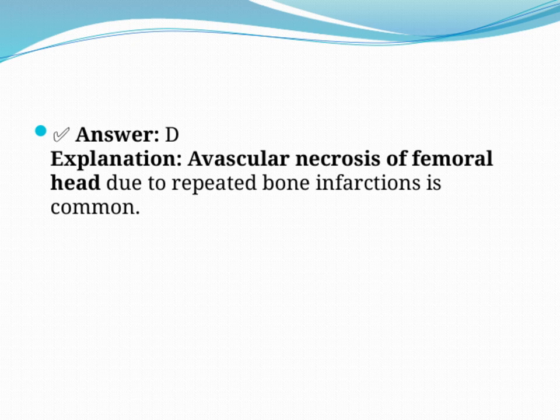These infarctions can accumulate over time, weakening the bone structure and eventually causing collapse. Understanding this process is important because it helps us recognize the risk factors and mechanisms behind femoral head necrosis. So, in the context of our overall discussion on bone pathologies, this example underscores how vascular issues can directly lead to significant structural damage in bones like the femoral head.